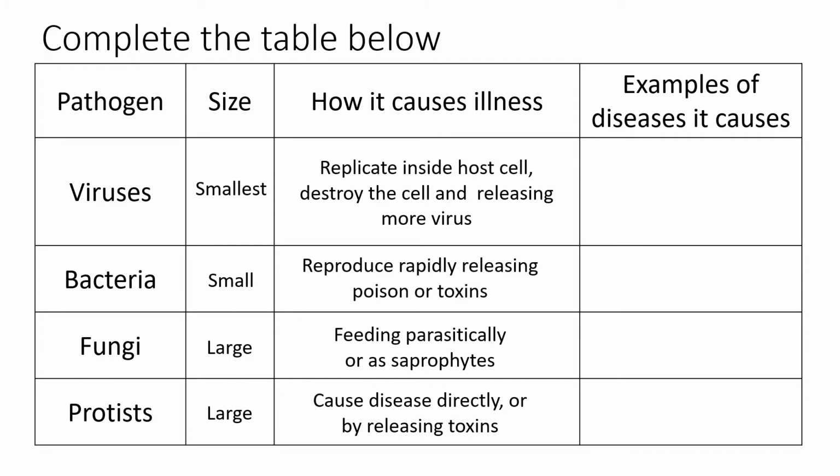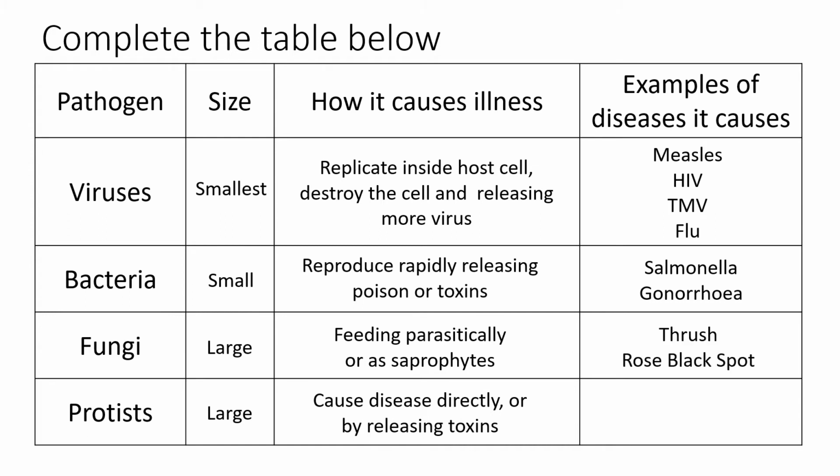And there are some specific examples of diseases that you need to know by name, and you need to know some of the characteristics of. So in terms of viruses, some examples include HIV and TMV, tobacco mosaic virus. You'll need to know about them specifically, but measles and flu are also examples. You've got salmonella, gonorrhea, which are caused by bacteria. Fungi is thrush and rose black spot, and malaria is caused by a protist. And we'll look at that in a bit more detail later on.